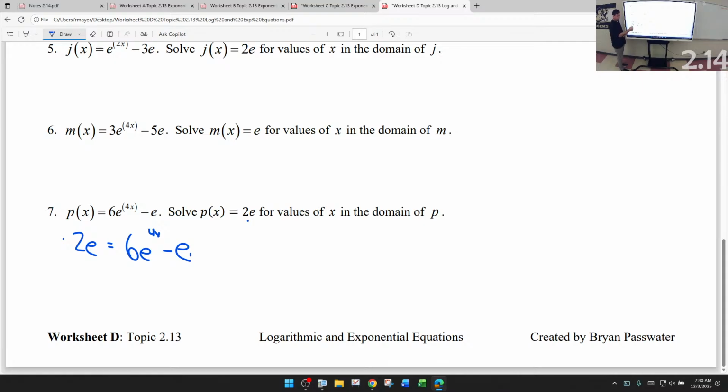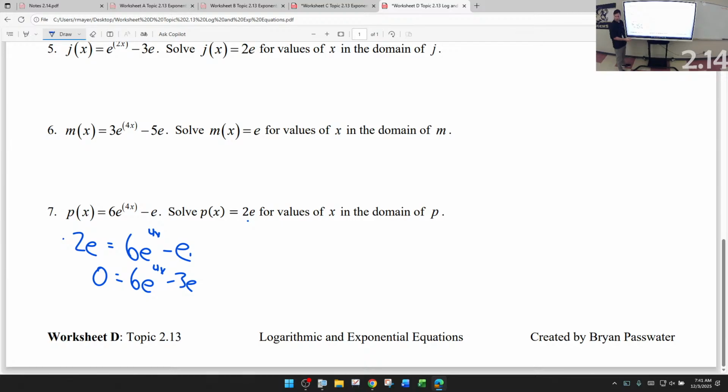What I noticed is as soon as I move it over there, I got a 3 and a 6. I'm getting ready to factor something out, and I'm getting ready to divide something by something to get rid of my constants. All right, so I'm going to put it back over here. So I'm going to say 0 equals 6e to the 4x minus 3e. And now I can divide everything by 3 if I want to. If I divide this by 3, that's 0. If I divide this by 3, that's 6. And if I divide that by 3, that's 1.